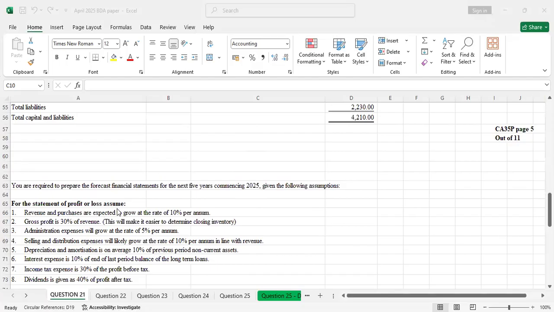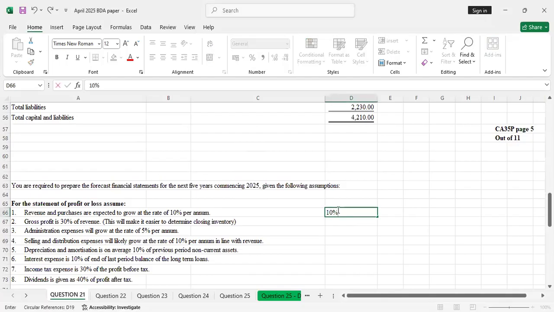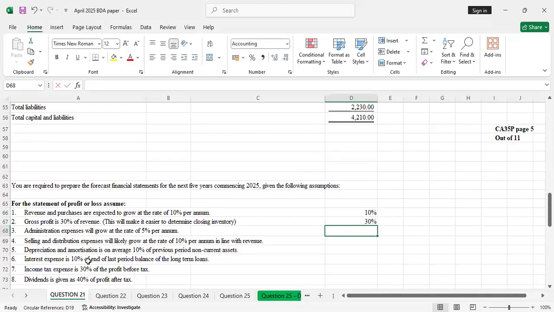For the statement of profit or loss, assume that revenue and purchases are expected to grow at the rate of 10% per annum. So I'll capture that 10% here. Gross profit was 30% of revenue. I'll also do that here. Administration expenses will grow at the rate of 5% per annum. Selling and distribution expenses will likely grow at the rate of 10% per annum in line with revenue. So I'll also capture that information.